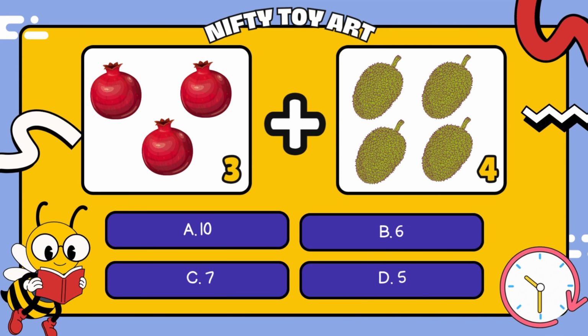I have 3 beets plus 4 jackfruit. How many fruits do I have? That's right, 7 fruits.